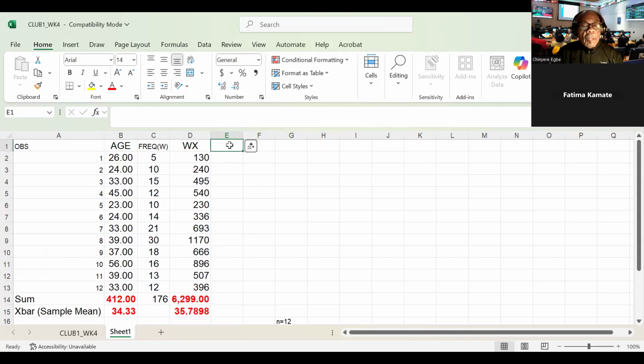And we know that in order to calculate standard deviation, you use, let me stop this. Let me pull up.